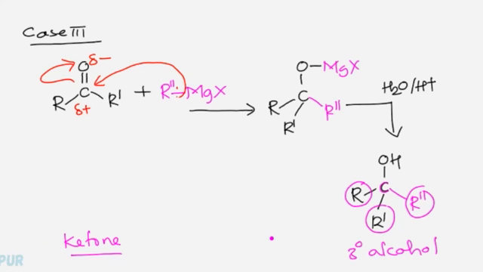Okay, these are some general examples I just explained to you to understand how the Grignard reagent can be used for the preparation of alcohols. Hope you understood this.